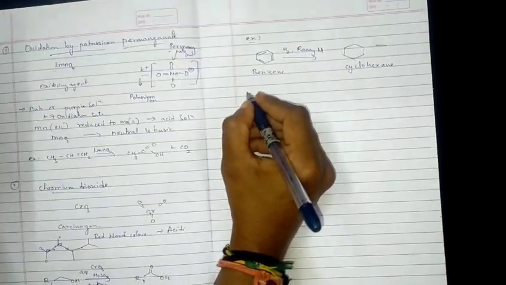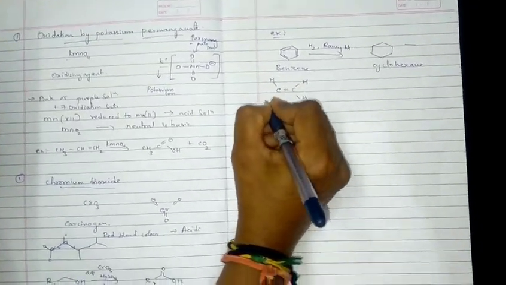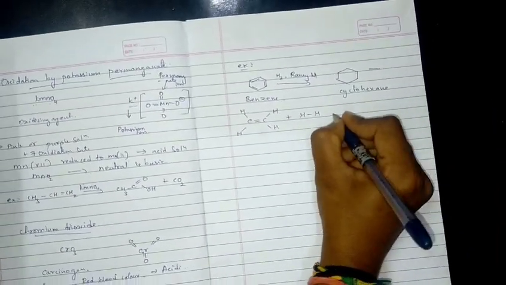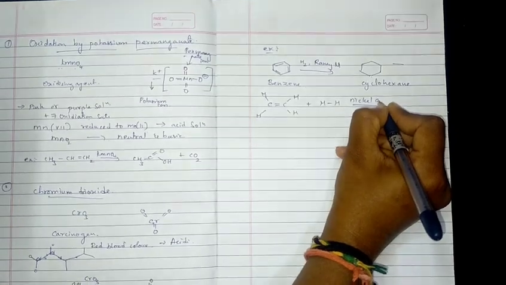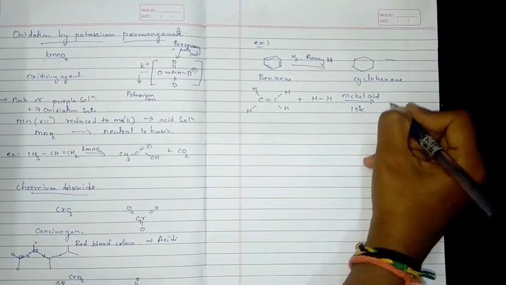Next, it would be an example of C-ethyl, in the presence of H2, giving rise to, in the presence of nickel as a catalyst at 150 degrees centigrade. So, what are we going to get?